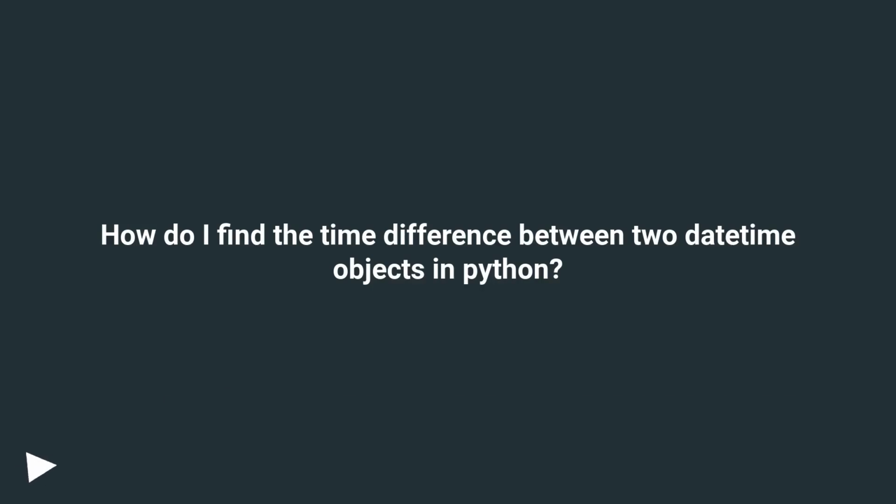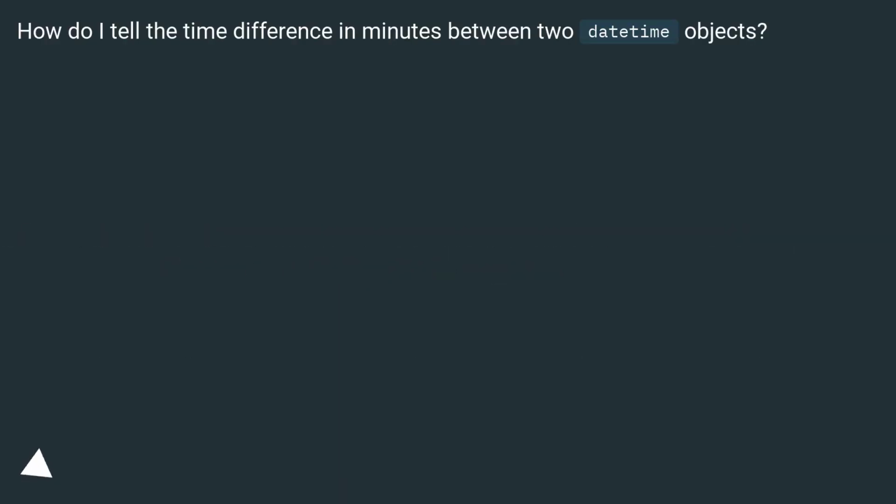How do I find the time difference between two datetime objects in Python? How do I tell the time difference in minutes between two datetime objects?